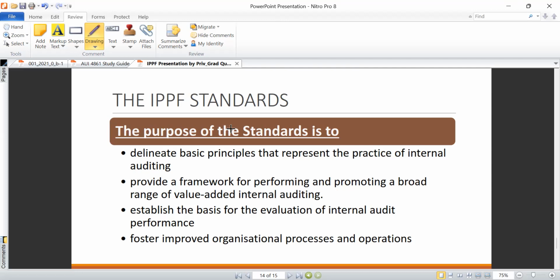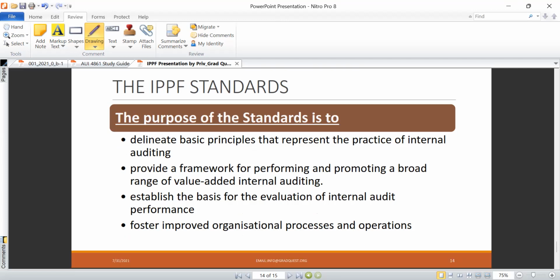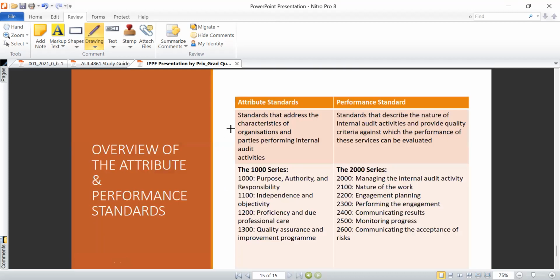There's a separate document I'm going to share with you guys, which reflects on the implementation guidance and obviously the actual IPPF standards on a separate note or separate side as well. So I'm going to talk about these on Saturday.